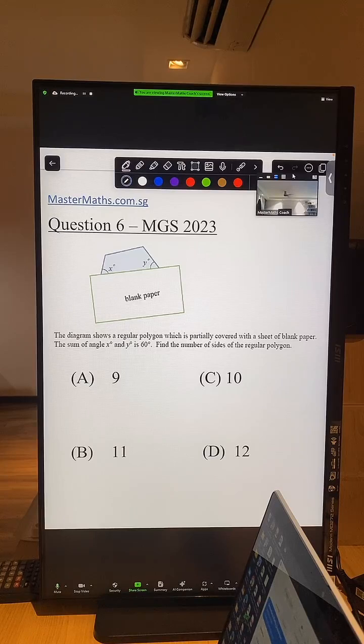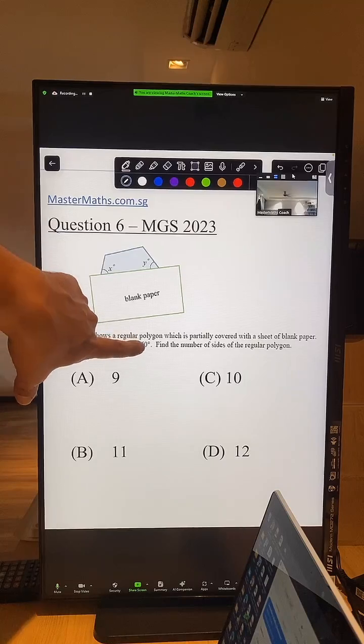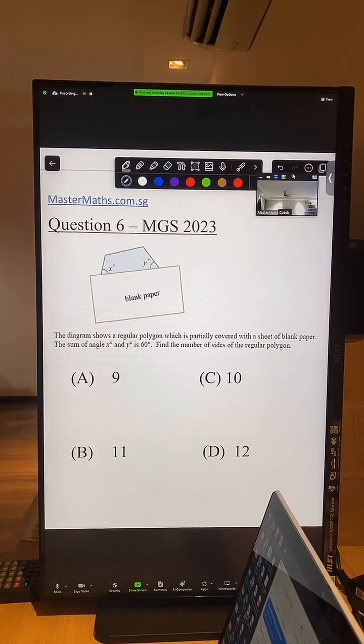So basically when you partially cover with a sheet of blank paper, you cannot tell how many sides the polygon has. We don't know. But they tell you that the sum of angles x and y, so there's an x over here, there's a y over here, you add x and y together, you get 60 degrees. Can you see that? So find the number of sides of the regular polygon. So A, B, C or D. What do you all think?